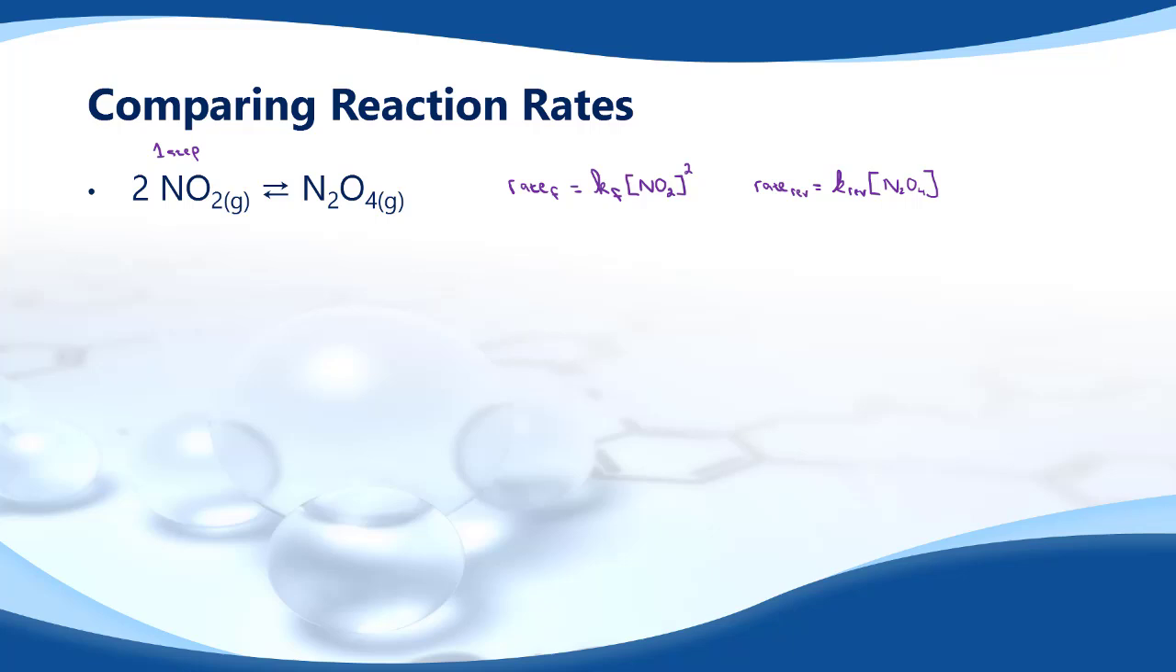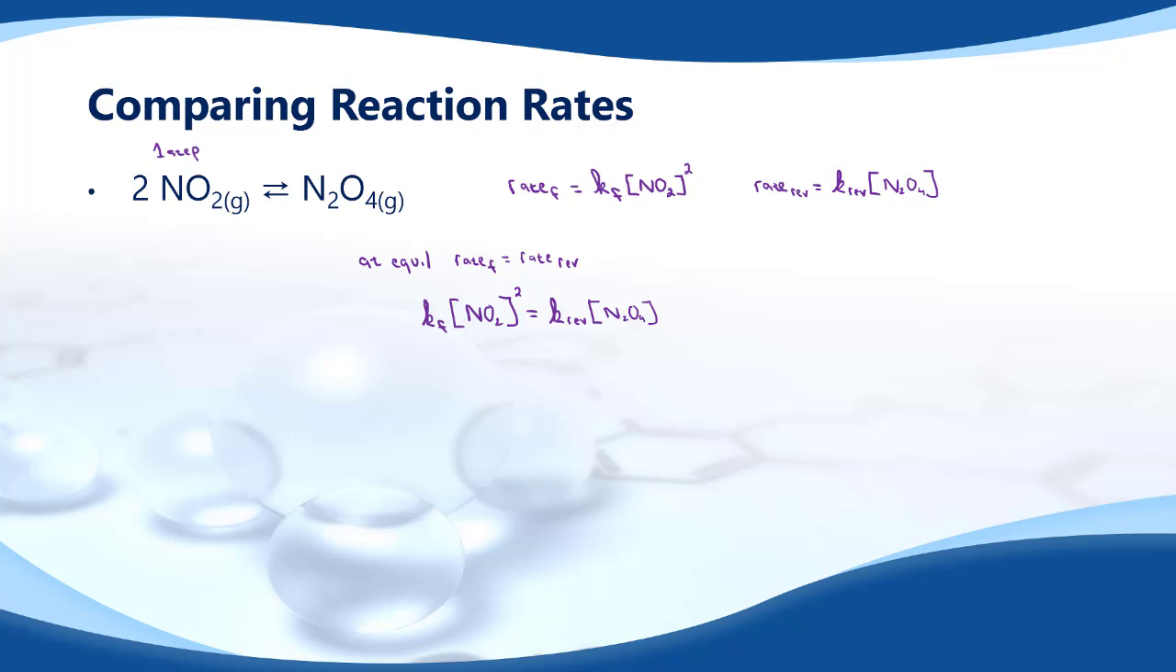Now what we know is that at equilibrium, the rate of the forward reaction is equal to the rate of the reverse reaction. So that's our given definition of equilibrium. So we're just going to set the two rate laws equal to each other. The forward rate law is Kf times the concentration of NO2 squared. And we're going to set that equal to the reverse reaction, which is K reverse times the concentration of N2O4.